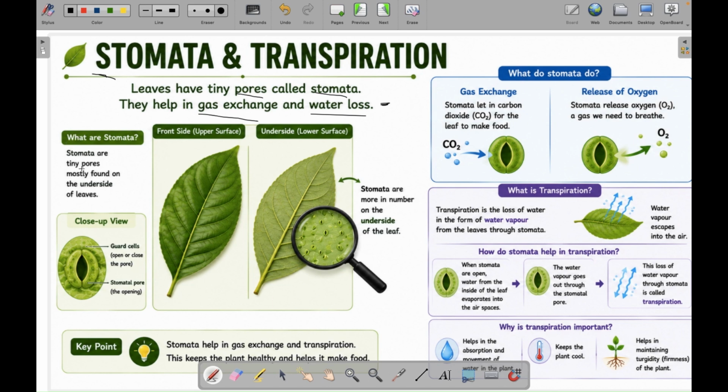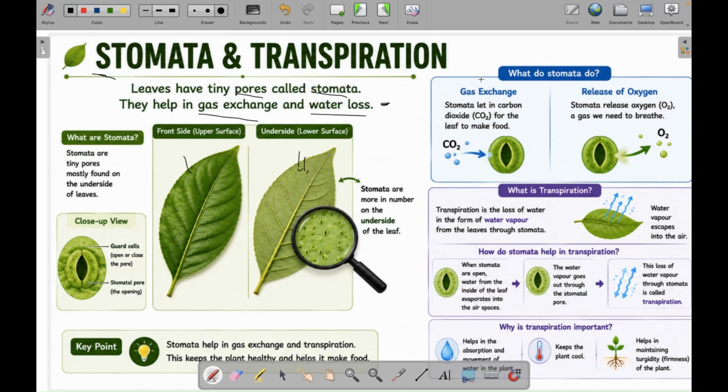So what are stomata? Stomata are tiny pores, mostly found in the underside of leaves. If you see, this is the front side and this is the underside or the back side of leaves. You'll notice that stomata are mostly present in the underside of leaves and not the front side. Why is it? Because if the stomata are present in the underside of the leaf, first of all, they will be protected from the harsh weather and the sunlight. And at the same time, there will be minimal loss of water. So the plants will lose less water if the stomata are present in the underside rather than at the front side.